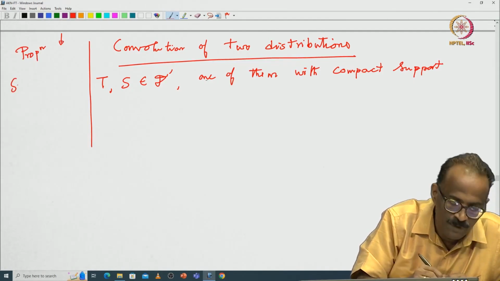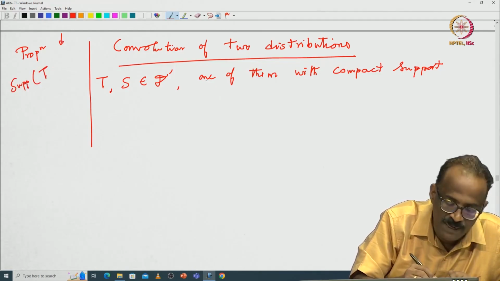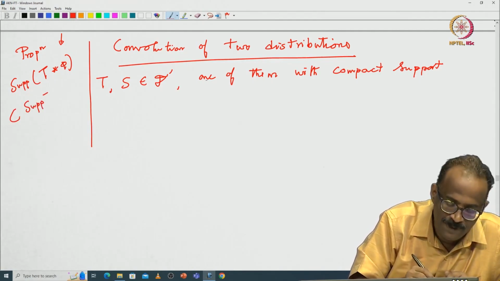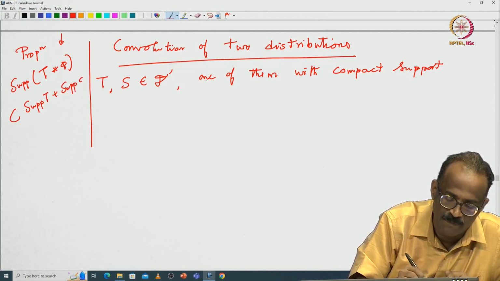The support of T star phi, because T star phi is a function: if T has compact support and phi has compact support, this will be in the support of T plus the support of phi. If you want, you can verify that.